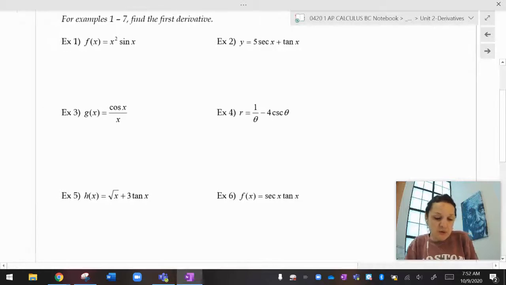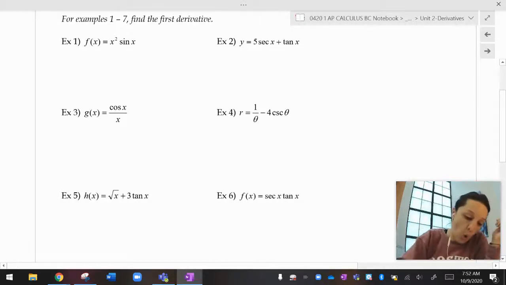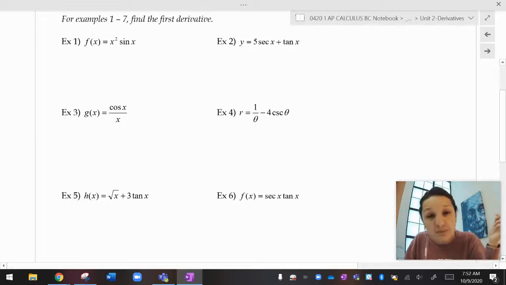For examples 1 through 7, find the first derivative. Okay. X squared times sine x. Now we need the product rule. All right. And this is really the first time in the course that we've needed the product rule.